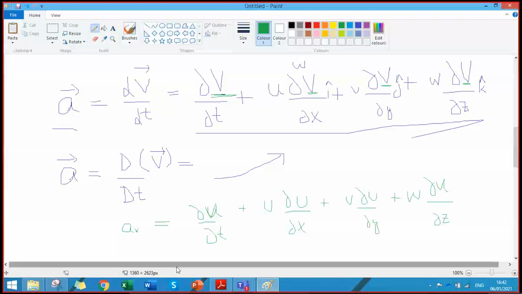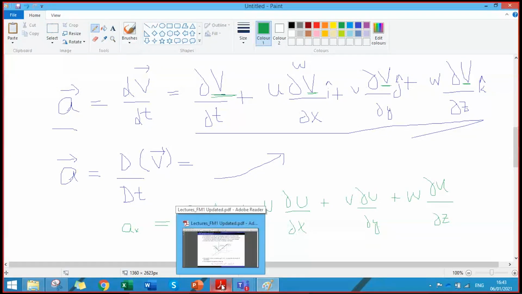Similarly, when you are asked to calculate the y component, you replace capital V with small v. Similarly, if you want to calculate the z component, you will replace capital V with w. Okay? Yes, sir. Clear.